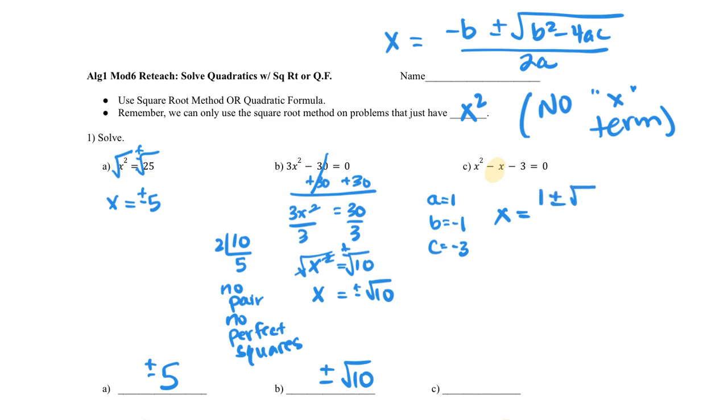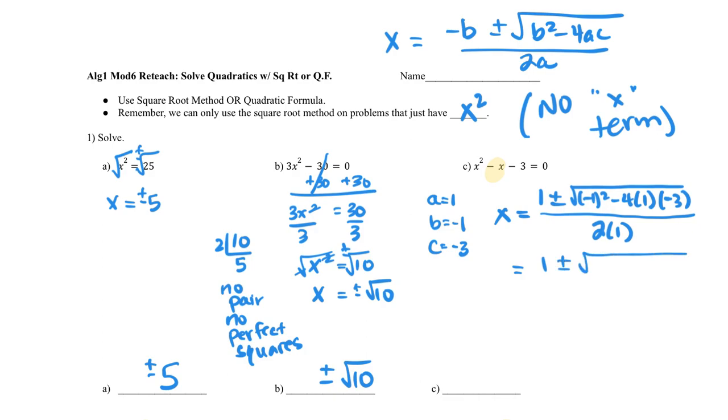Plus or minus the square root of negative 1 squared minus 4 times a, which is 1, times c, which is negative 3, all over 2 times a, which is 1. And we're going to do some simplifying here. So 1 plus or minus. You can put this whole thing in your calculator as it is. Just make sure you're using parentheses. Since I don't have a calculator pulled up here, I'm going to do it step by step.